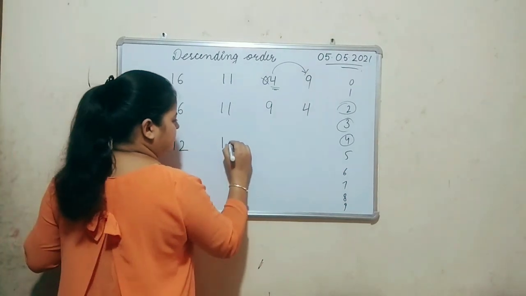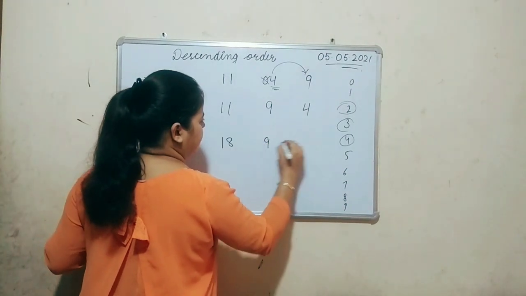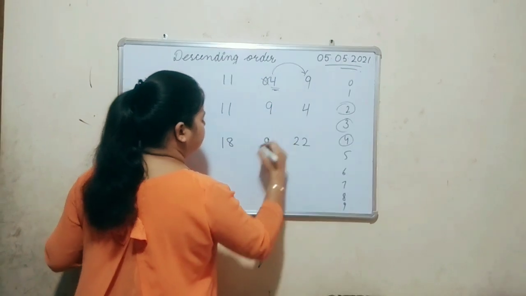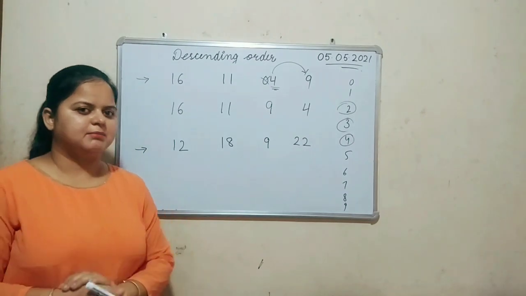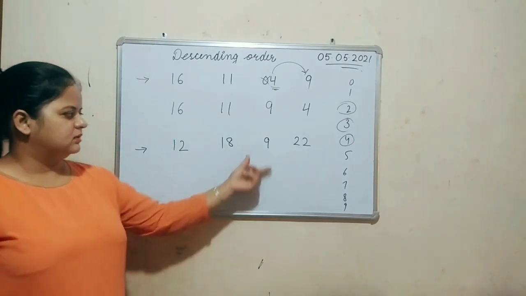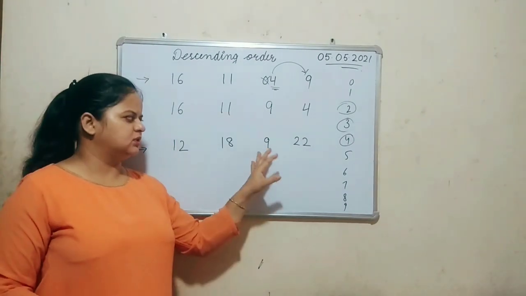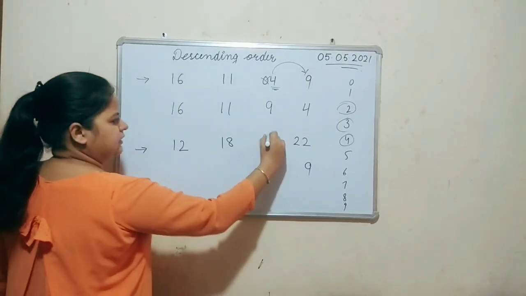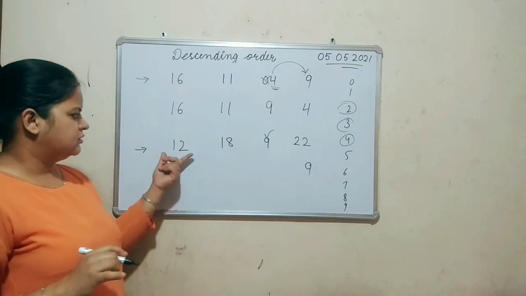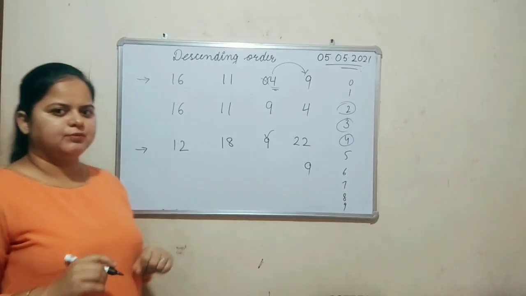12, 18, 9, 22. Okay, which is the greatest number now? This is only a 1-digit number. So this is the smallest one. We will write it in the last. Done. Now we have 12, 18 and 22.